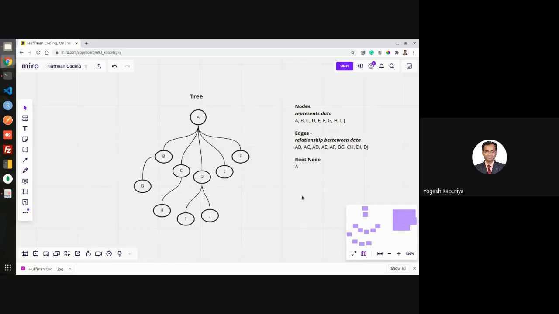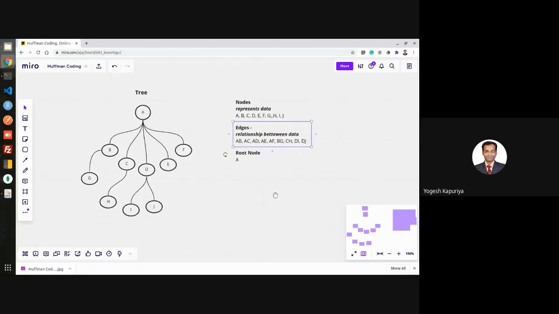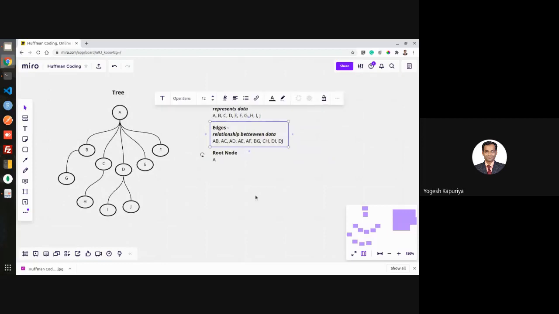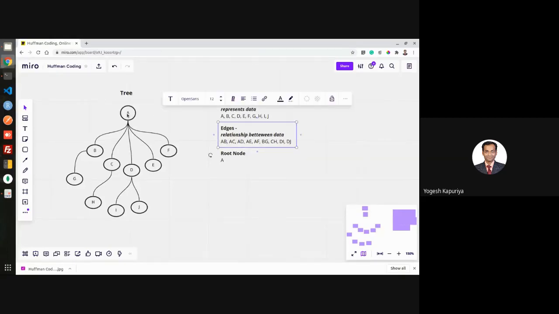Fine. Because we have now a relationship, and in any relationship you must have something like parent and child kind of a thing. So here also there is a type of relationship. Let us say this F, from where F is being originated, F is being originated from A. So that means A is parent of F.